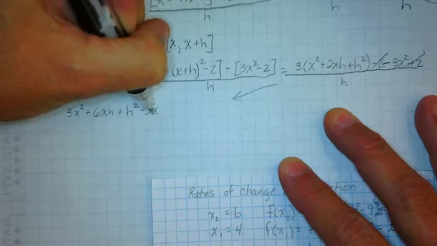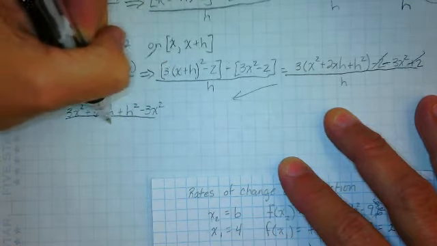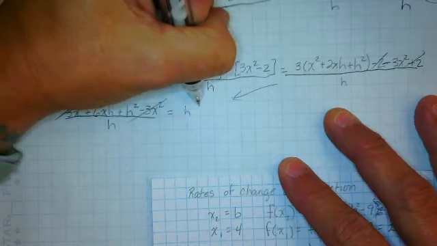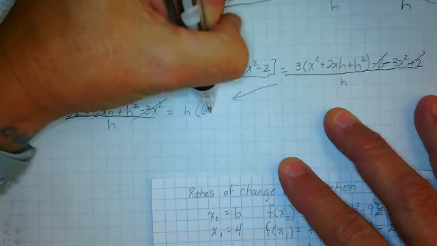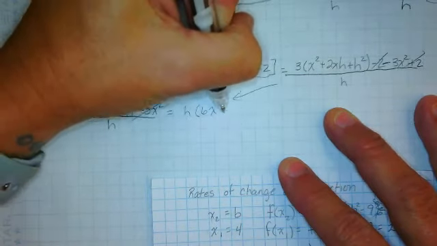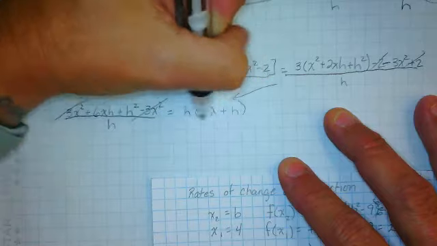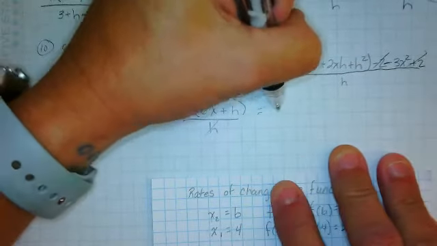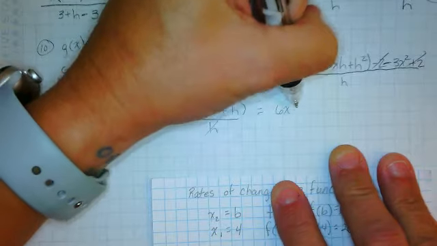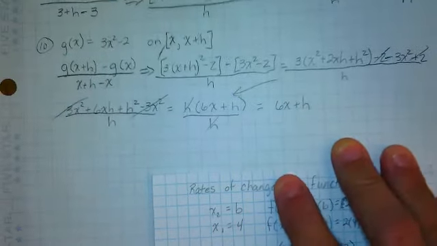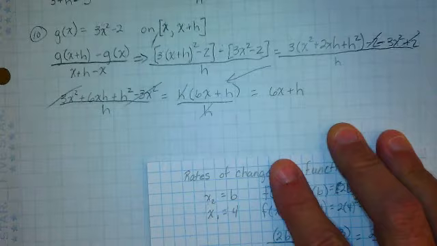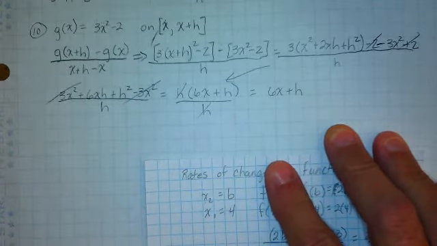Distribute: 3x squared plus 6xh plus h squared minus 3x squared over h, the 3x squared terms cancel, equals, I'm going to factor an h out, and I get h times 6x plus h over h, the h's cancel, equals 6x plus h.